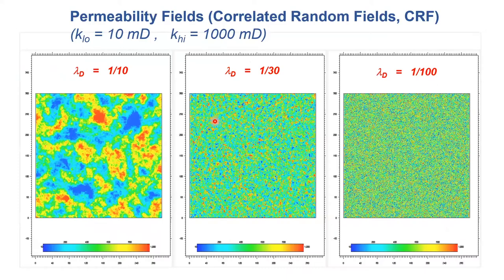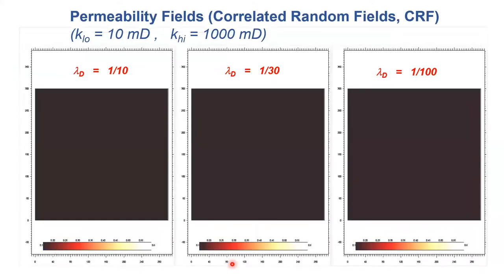Okay, so this is 1/10, and you can see the dimension of that blob of red or blue looks about 1/10 of the system. This looks about 1/30, and this looks about 1/100, roughly speaking. Now when we actually do that, we can do the simulations, and here's the animation.